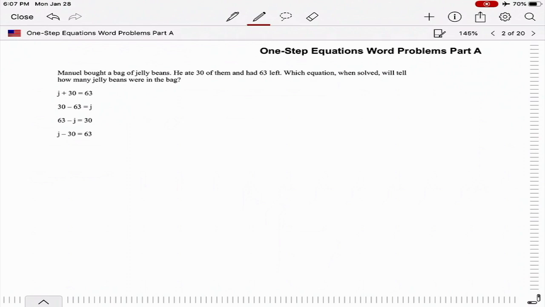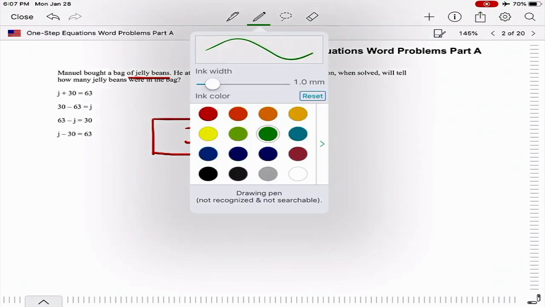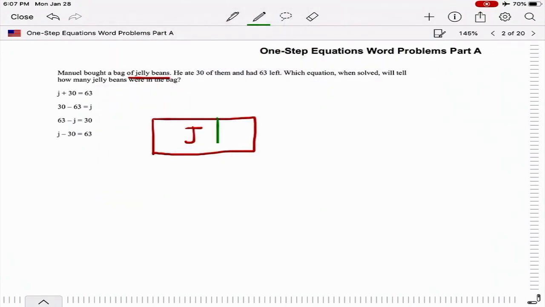So once again, he bought jelly beans, right? The thing is we don't know how much. So we're going to actually draw a rectangle. The rectangle, the bar, whatever you want to call it, can represent jelly beans. So I could just write J for jelly beans. Then the next sentence, he ate 30 of them. So once again, I don't know how much he started off with, but I do know that he just ate 30 of them. So I'm just going to estimate that this right here is about 30.